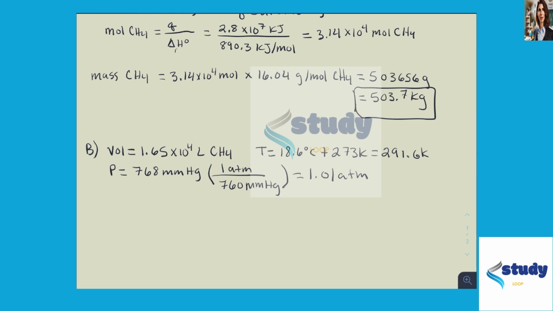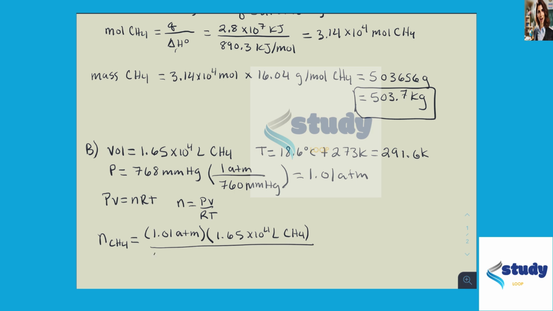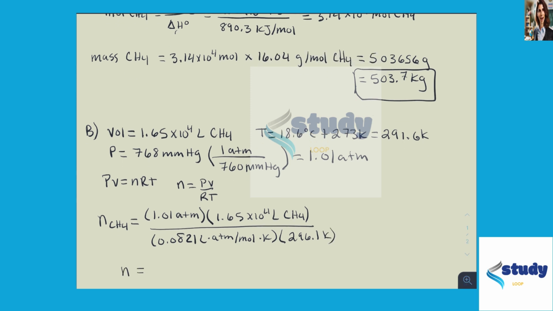We are trying to find heat evolved, so we need to find the moles of methane. For this, we're going to use PV equals nRT. We're looking for the moles of methane, so PV over RT. The moles of our methane is going to equal our pressure, so 1.01 atmospheres, times our volume of methane, 1.65 times 10 to the 4th liters, and divide that by the R value. We're going to be using R equal to 0.0821 liters atmosphere per mole Kelvin, and then times that by our temperature, which is 296.1 Kelvin.